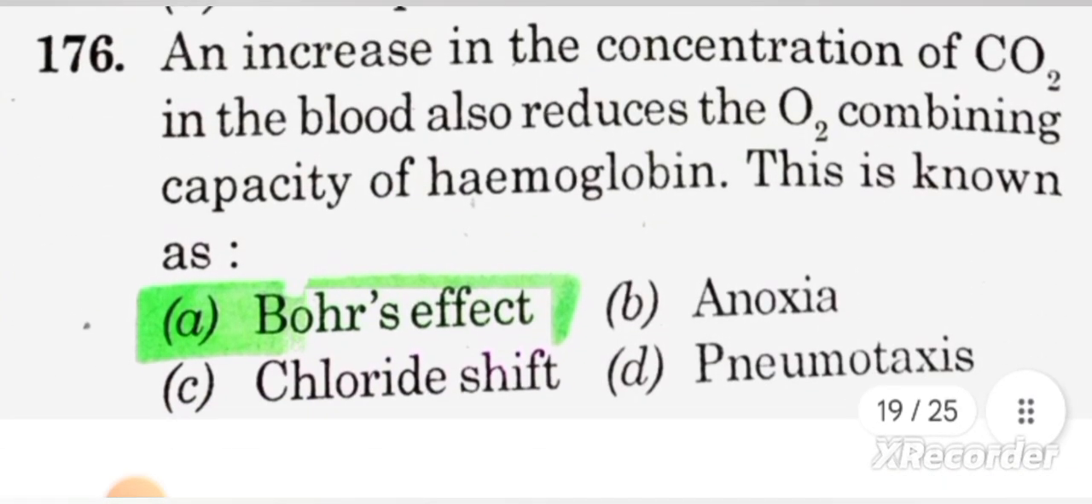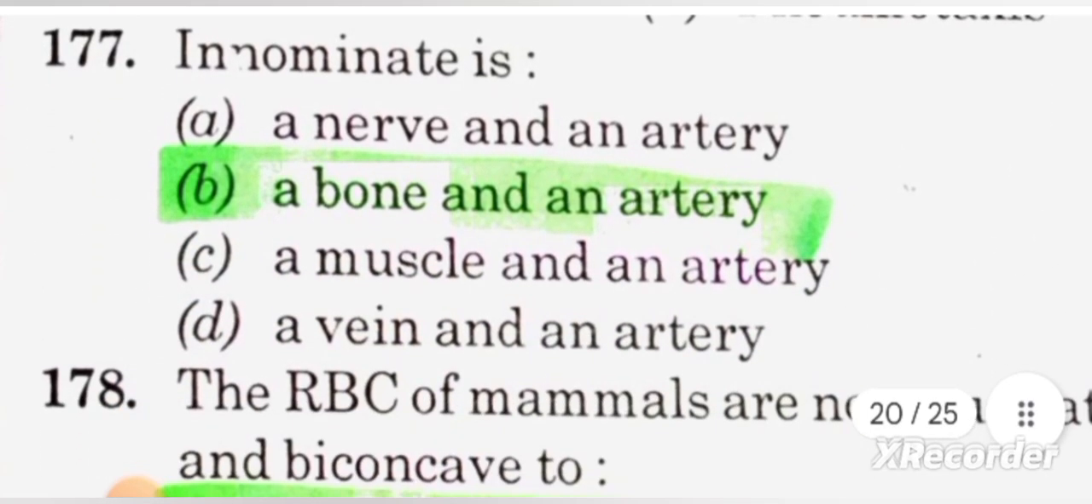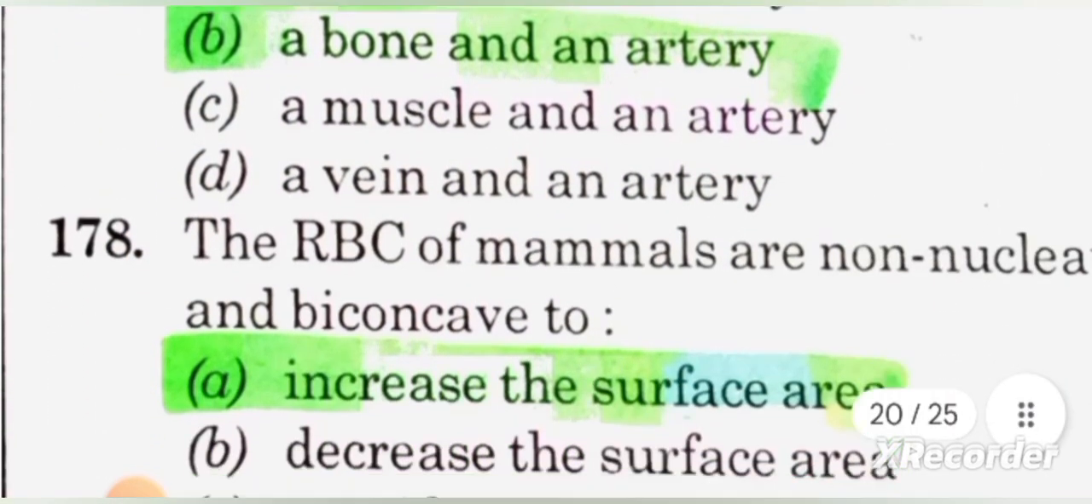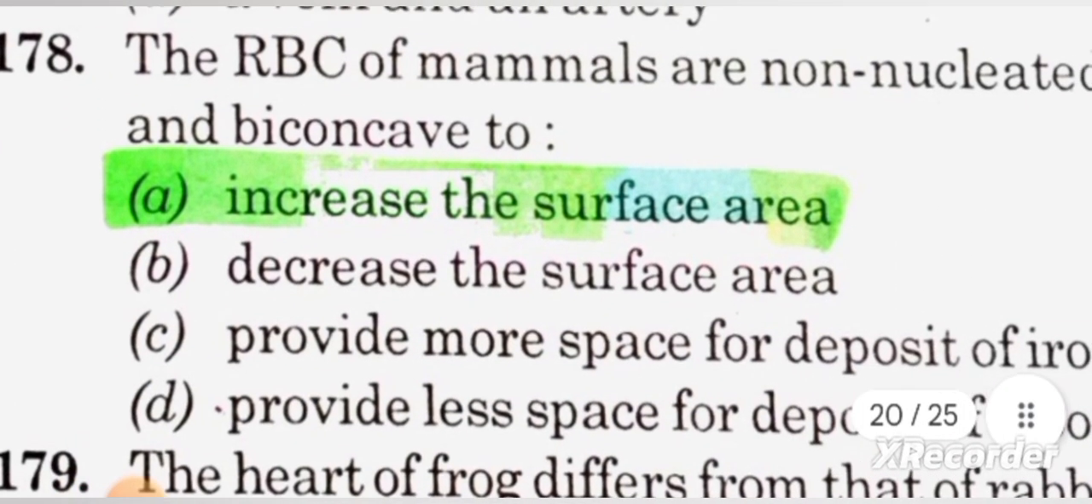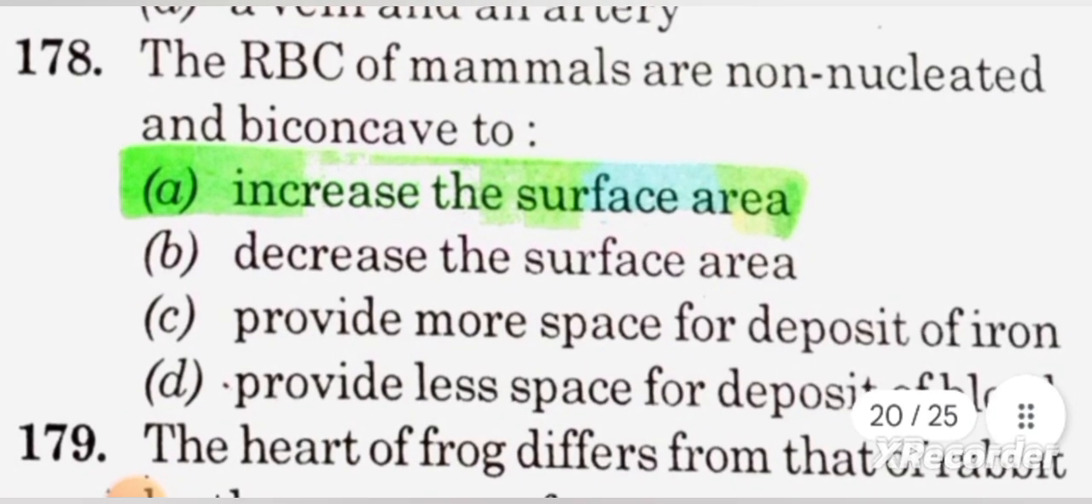176. An increase in the concentration of CO2 in the blood also reduces the O2 combining capacity of hemoglobin. This is known as. Answer A. Bohr's effect. 177. Innominate is. Answer B. A bone and an artery. 178. The RBC of mammals are non-nucleate and biconcave to. Answer A. Increase the surface area.